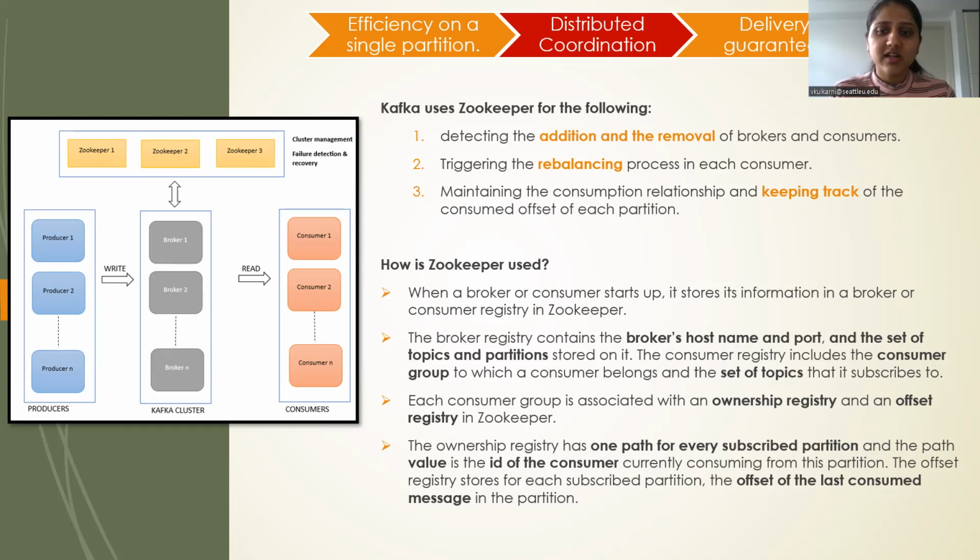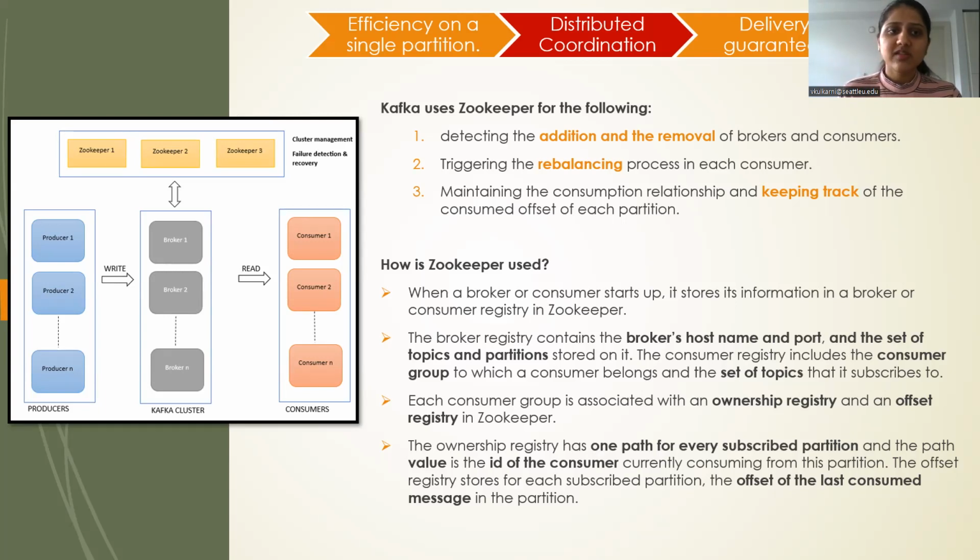The broker registry contains the broker's host name and port, and the set of partitions and topics stored on it. And the consumer registry includes the consumer group to which the consumer belongs and the set of topics that these consumers subscribe to.